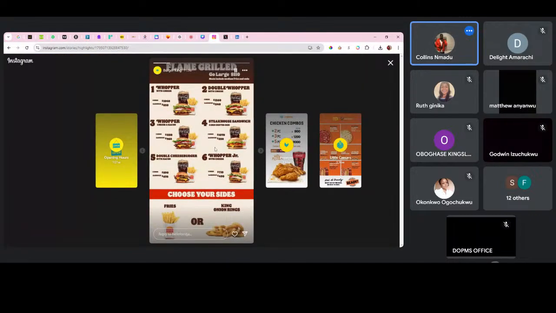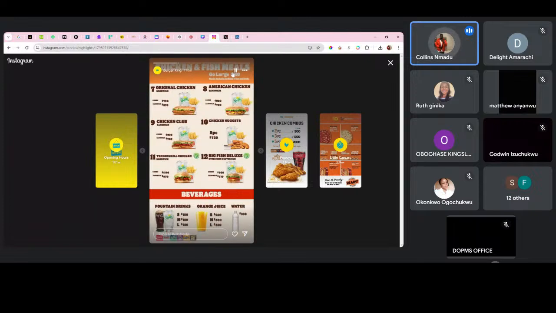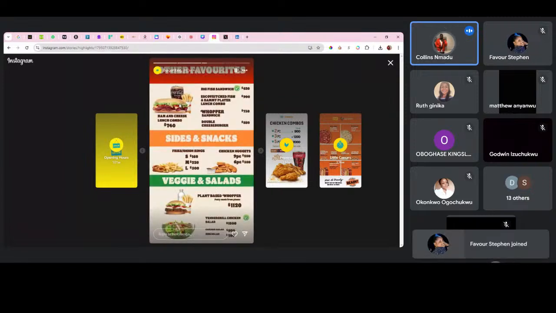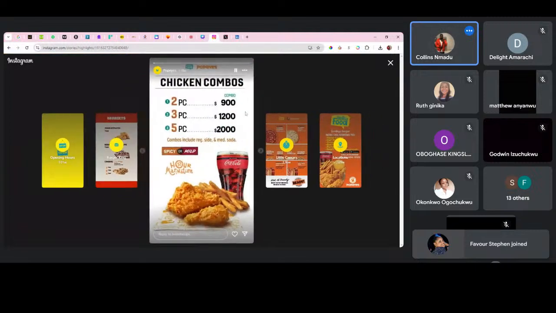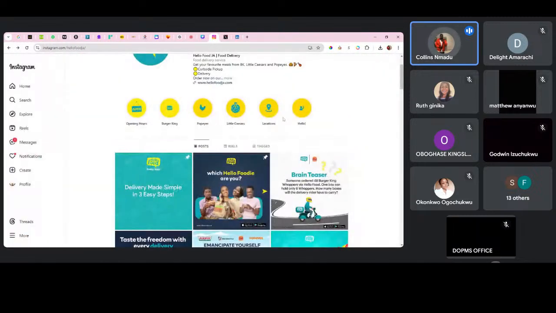Wow. So for Burger King, you guys can actually see all these things popping up are different highlights on different types of burgers, veggies, and the prices. For chicken, they have different combinations and things like that. So basically, this is what highlights are for. It's just for you to streamline your services better.